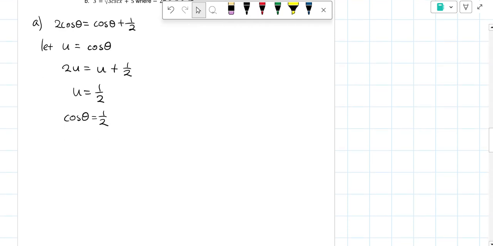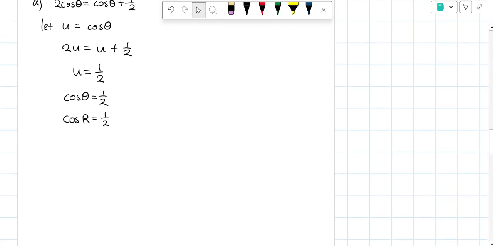U is cos theta, so let's replace it back with cosine theta. At this point, I don't want to solve cosine of theta equals 1 over 2 right away. What I want to do is replace theta with r, a positive reference angle, on the right hand side. Well, it's already positive, so I don't need to do anything. Now let's solve for cosine of r is equal to 1 over 2. How can I do that?